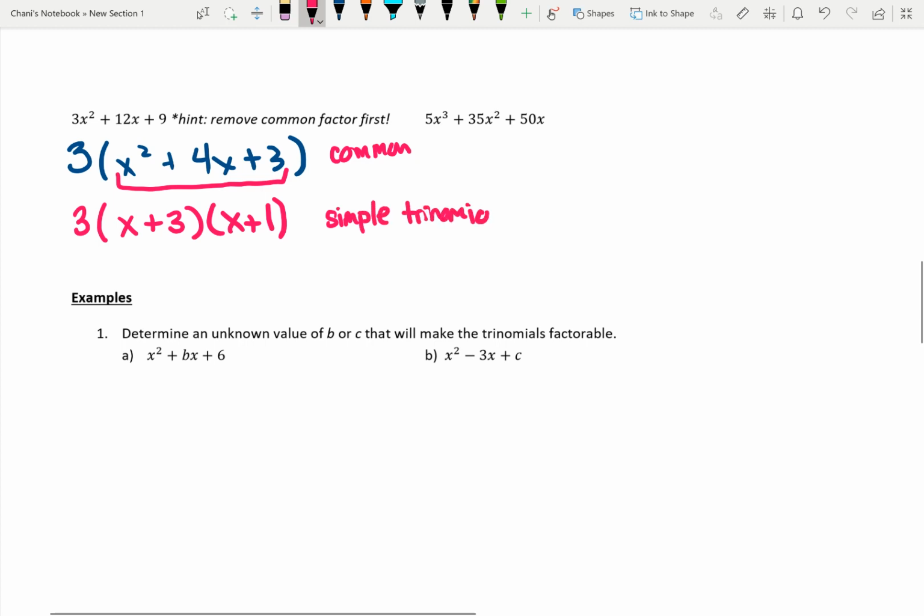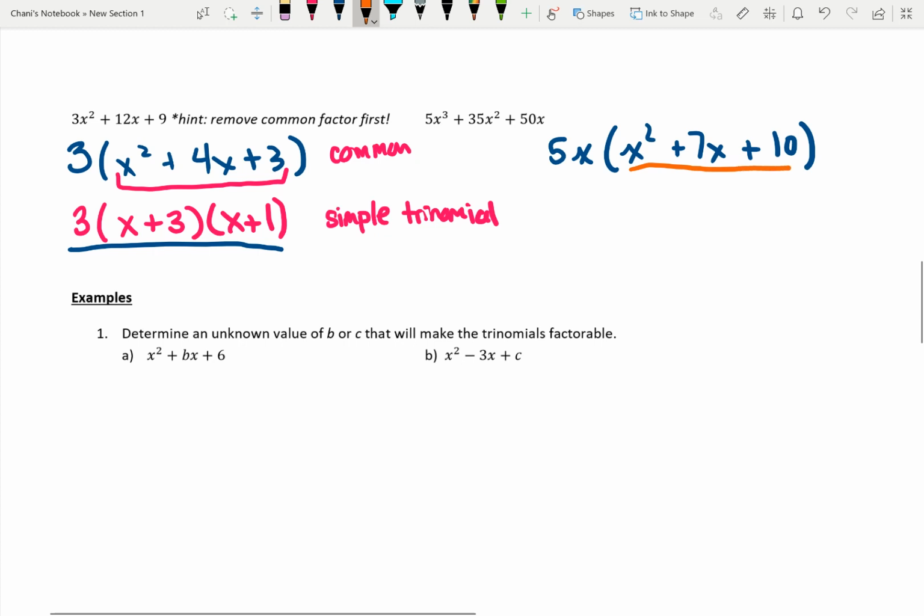So 2 types of factoring were used, but you need both of them. This is the final answer, the fully factored answer. Here, notice that you can factor out 5x. And then you're left with x squared plus 7x plus 10. Okay, so now this is your simple trinomial, which can be further factored. So the 5x is still part of the solution, but then this can be factored to x plus 5, x plus 2, because 5 and 2 add to 7 and multiply to 10.